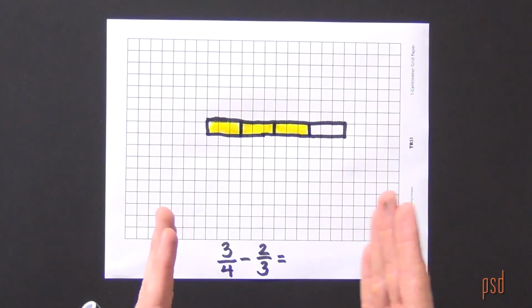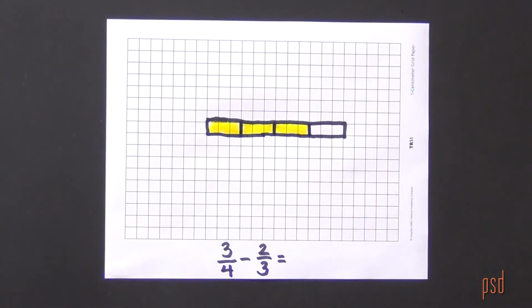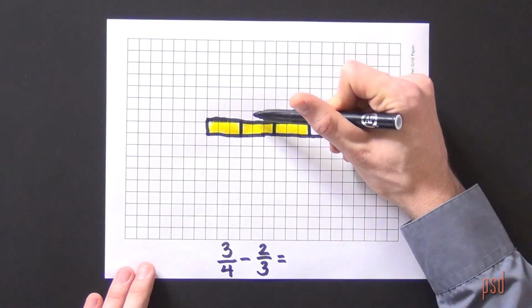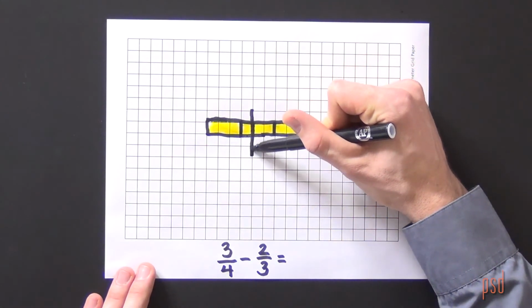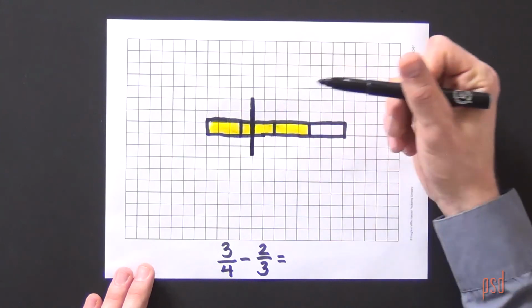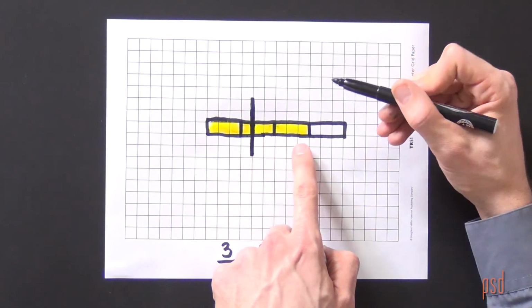So in my mind, I need to think, if 12 represents the whole, what is a third of it? A third of 12 means 12 divided by 3. So I'm thinking 12 divided by 3 is 4. This means that I can represent thirds when I put 4 boxes together. I'm going to draw this line clearly larger than the other lines.